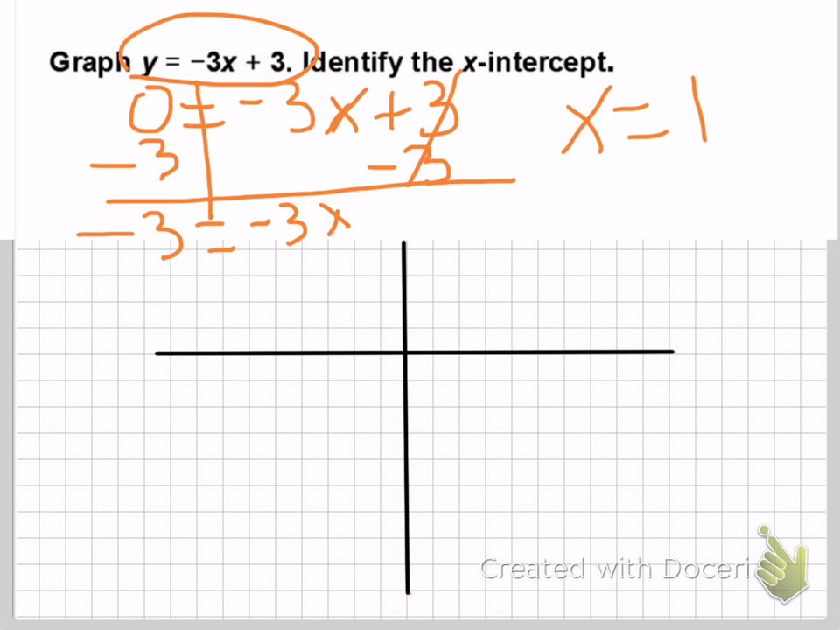So I'm going to graph the equation, y equals -3x plus 3. On my y-intercept, I'm going to start at 3. 1, 2, 3, and I put a dot. My slope is -3, so I could say it's -3 over 1. So 1, 2, 3, and then right 1. Look at that. My x-intercept is +1.